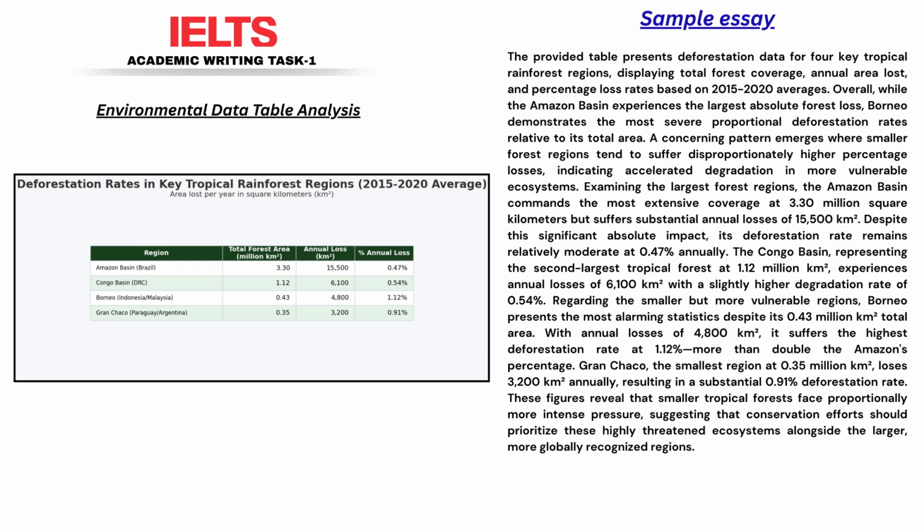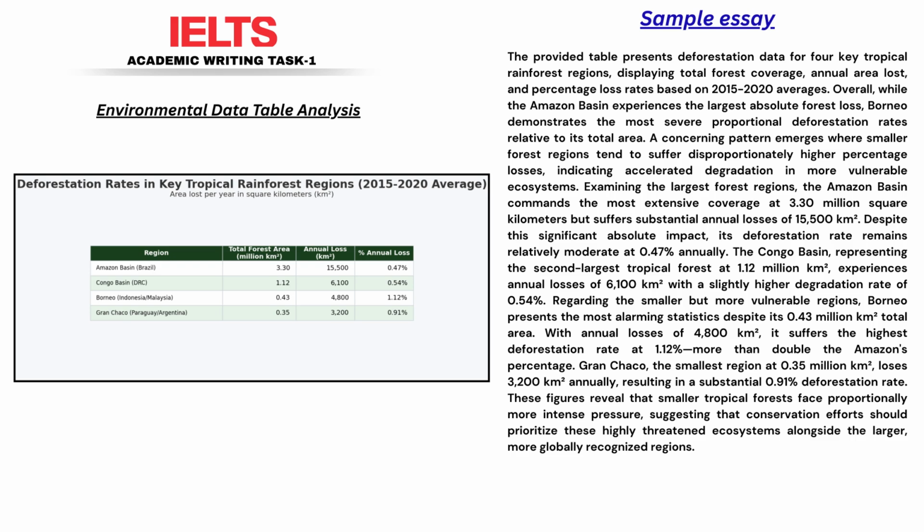Notice the precise introduction that clearly identifies all data types: total forest coverage, annual area lost, and percentage loss rates based on 2015 to 2020 averages. This comprehensive approach shows complete understanding of the table's components.